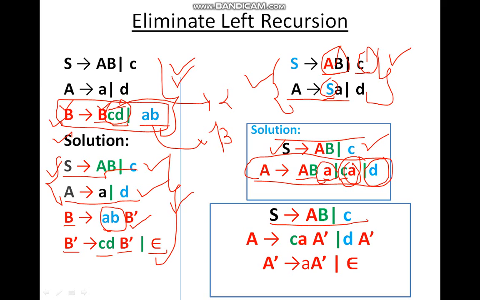Now this A would be alpha, this would be beta 1, this would be beta 2. So how to write it down? A producing beta 1 A dash, beta 2 A dash, then A dash produces alpha. What is alpha? A dash produces alpha A dash and epsilon. Now you can clearly see this grammar is not left recursive. So it is very easy. In this way you can solve questions of left recursion. Thank you everyone.